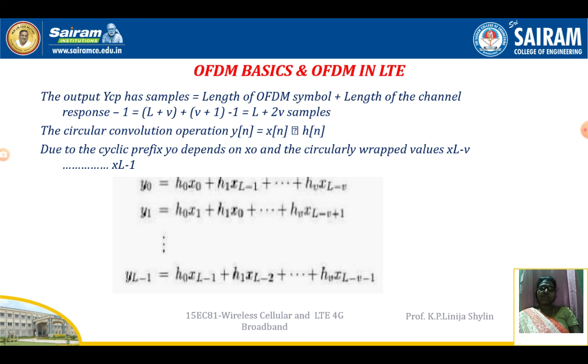Now we want to do the circular convolution operation, that is y of n equal to x of n circular convolution with h of n. Due to the cyclic prefix, we know that y0 depends on x0 and the circularly wrapped values xl minus v up to xl minus 1. We can see how y0 is formed: y0 is equal to h0 times x0 plus h1 times xl minus 1 plus up to hv times xl minus v. This is the matrix. If you put it in, we get the circular convolution, as we have already done in the subject called digital signal processing.